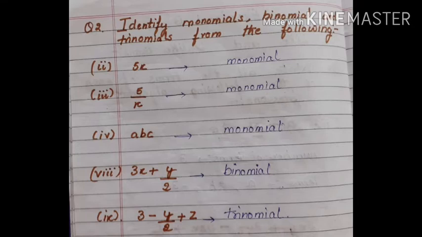Now your ninth part is 3 minus y by 2 plus z. So 3 is one term, a minus sign is there, then y by 2 is the second term, a plus sign is there, then z is the third term. So it is a trinomial.